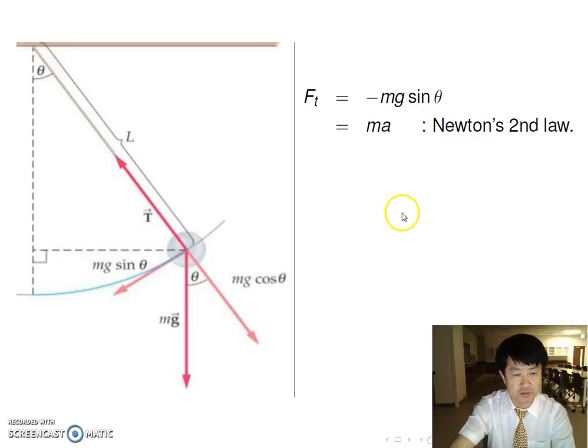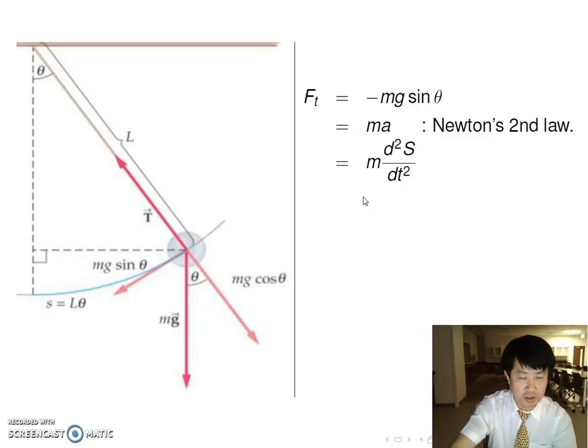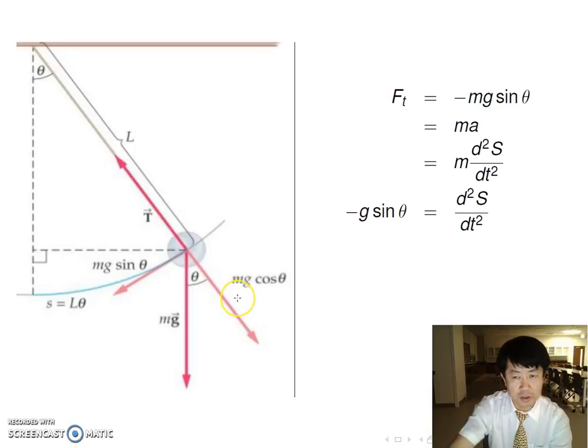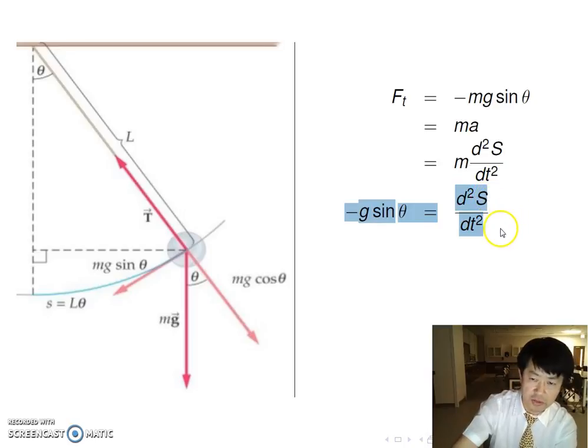But Newton says force is mass times acceleration. Now acceleration is nothing but the second derivative of travel distance with respect to time. Travel distance along this arc length, I call the arc length s here. So we have a second order differential equation: negative mg sine theta equals m times the second derivative of s. Here m is the same m, so you can cancel it out. So we have a simpler form: negative g sine theta equals the second derivative of arc length.